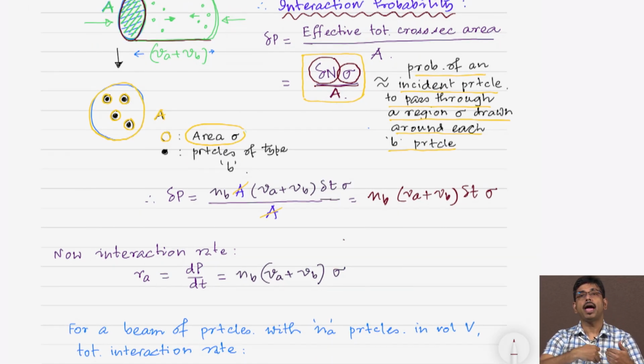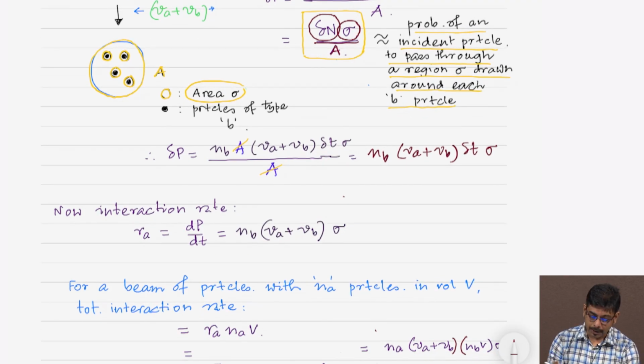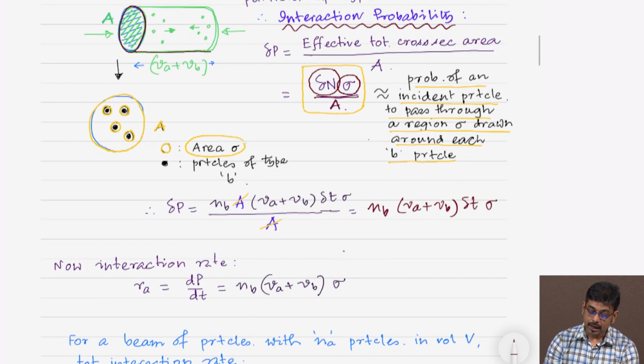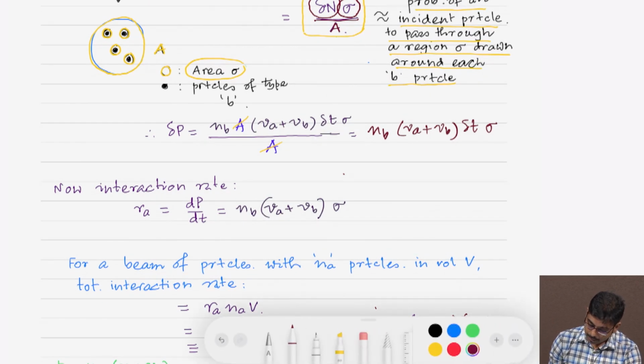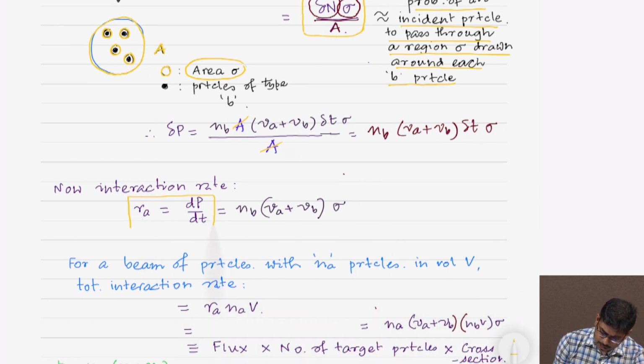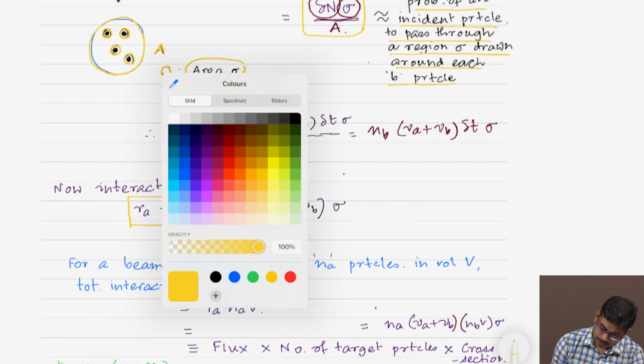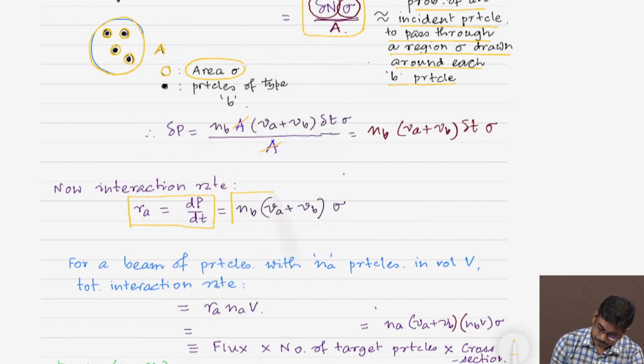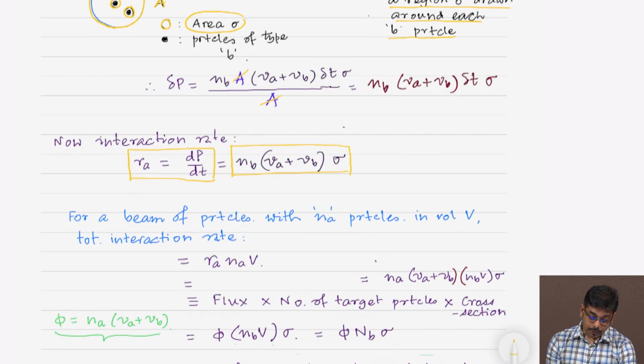So, now we can come back to the definition of the interaction rate. The interaction rate will be basically this interaction probability per unit time. So, this will be defined by dP/dt, and that will be given by N_B into (V_A plus V_B) into sigma. Excellent.